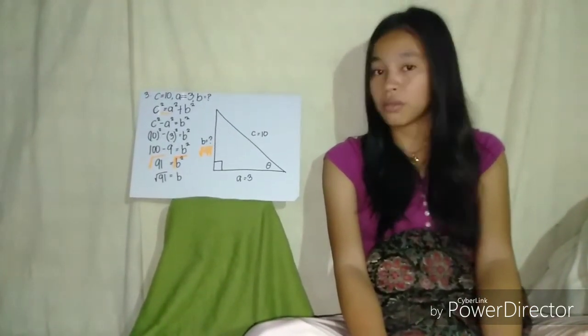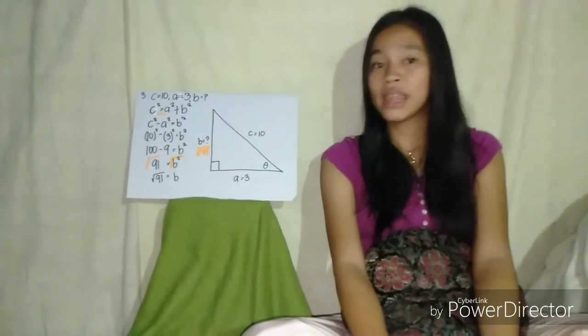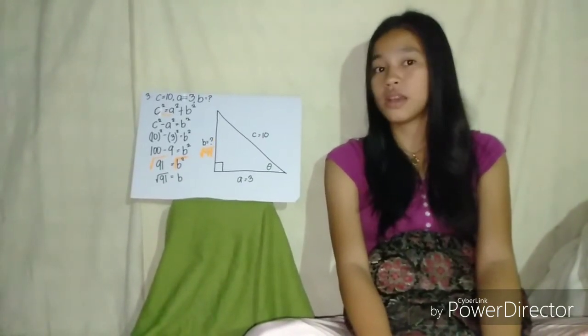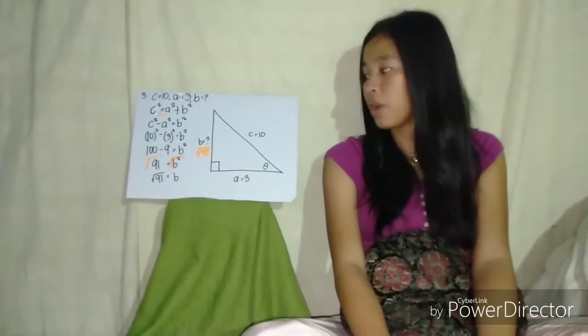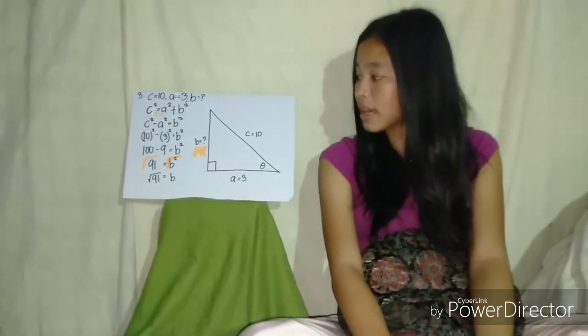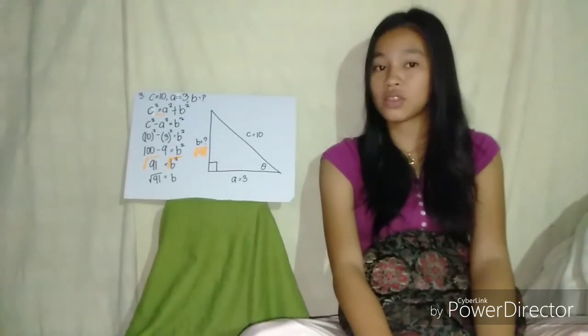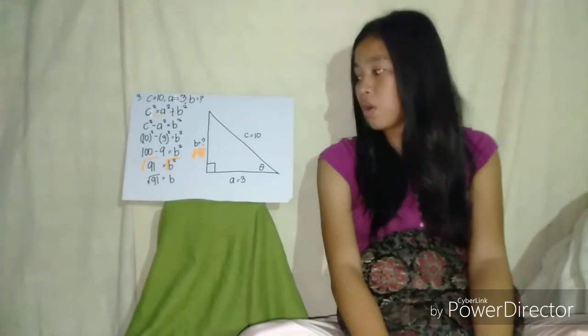10 squared minus 3 squared is equal to B squared. So 10 times 10 is equal to 100, minus 3 times 3 which is 9, is equal to B squared. Now we need to take the square root of both sides so we can cancel the exponent. So B is equal to the square root of 91.